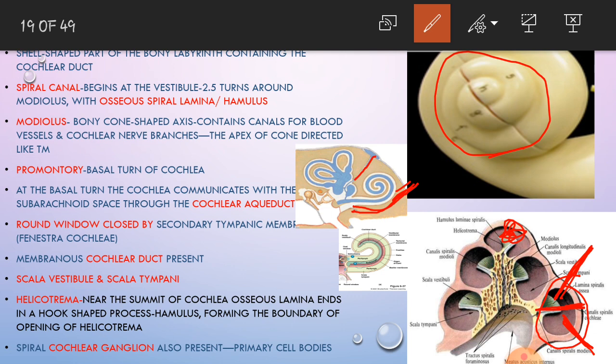The membranous cochlear duct is present within the bony cochlear canal, the scala vestibuli and scala tympani. I told you that this upper division is scala vestibuli, this lower is scala tympani. Helicotrema is near the summit of cochlea. Here, near the summit of cochlea, the osseous lamina ends in a hook-shaped process, hamulus, forming the boundary of the opening of helicotrema. And then we have a spiral cochlear ganglion, which is also present and contains the primary cell bodies of the cochlear ganglion.